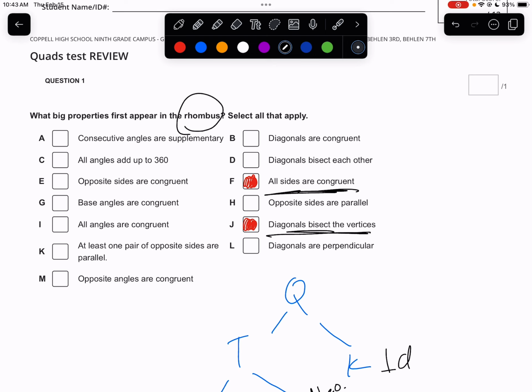So what properties first appear in the rhombus? There's two of them. We have four equal sides, and the diagonals bisect the vertices. So can you have four equal sides and not be a square? Yes, you can. A rhombus has four equal sides, and it's not a square.